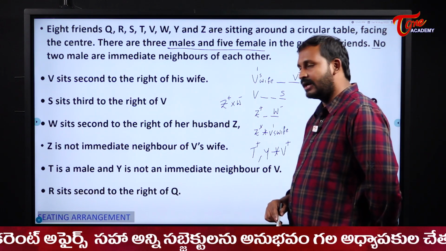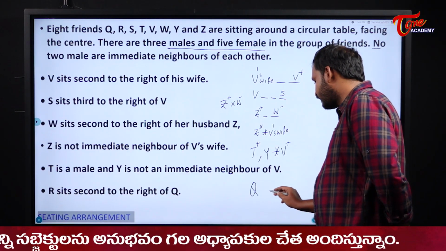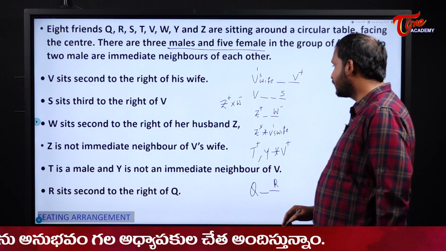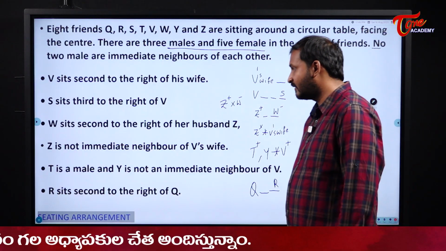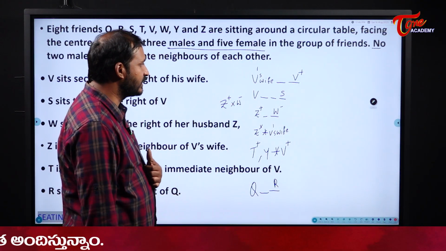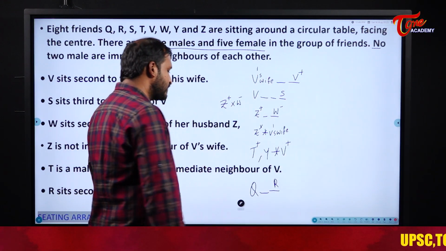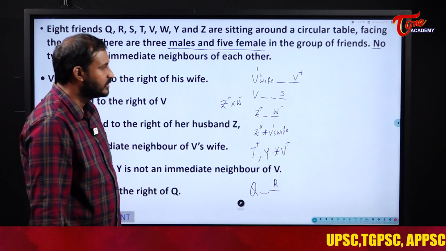R sits second to right of Q. This is the question for us. So, this is the data they have given for us. Now, based on this data, we will try to do the trial and error method, students. So, here some assumptions we will make, and based on that we will try to solve our problems.